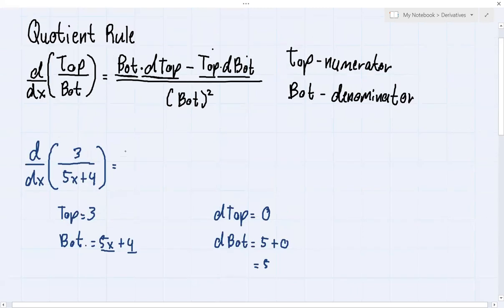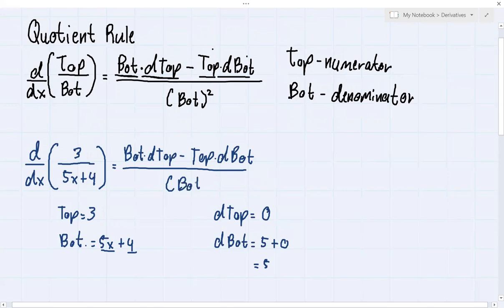Now, let's substitute the formula. So, we have bot times d top minus top times d bot all over the square of bot. Okay?